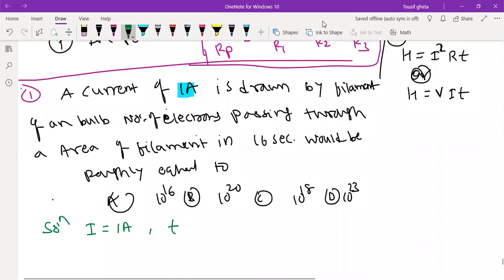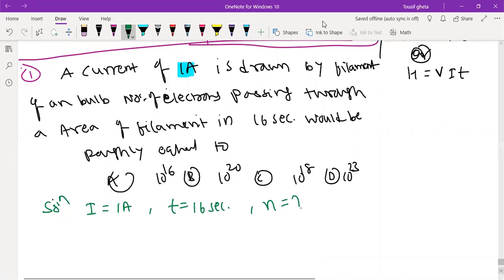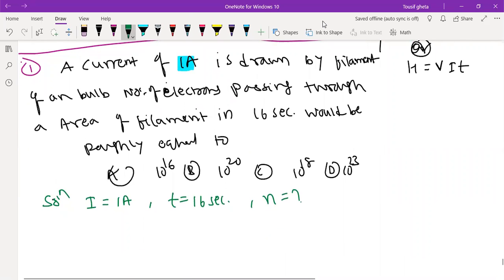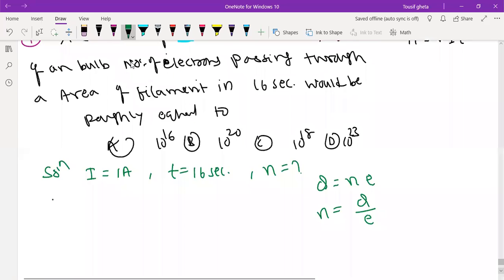Okay, Rekha got the answer. That's good. So how many electrons? We should find out n is equal to question mark. Correct? I know the formula which is concerned with the number of electrons. So what's the formula concerned with the number of electrons? You know that formula is Q is equal to Ne. Correct? So in that I want to find n. Then n is equal to Q by e we will get.